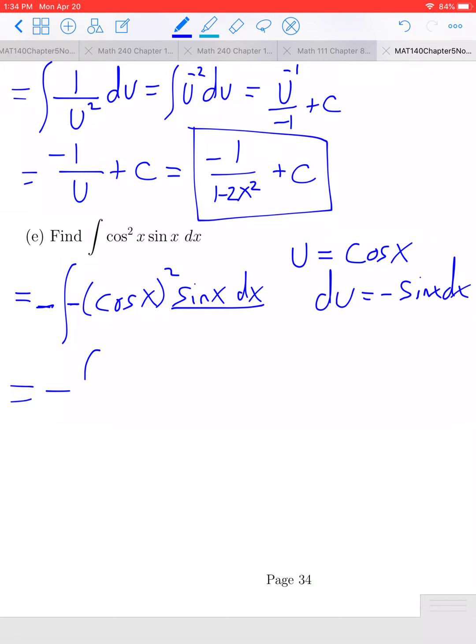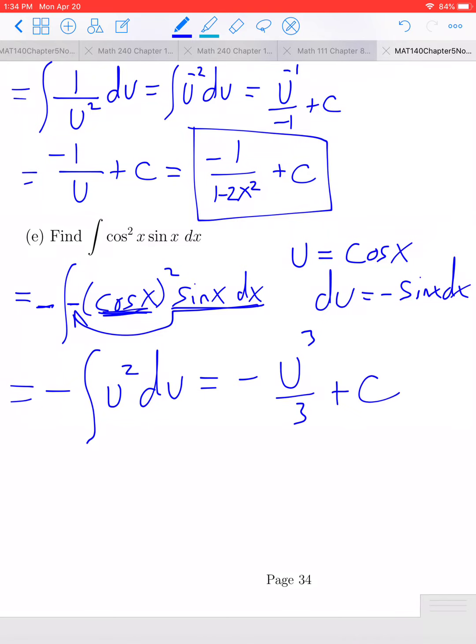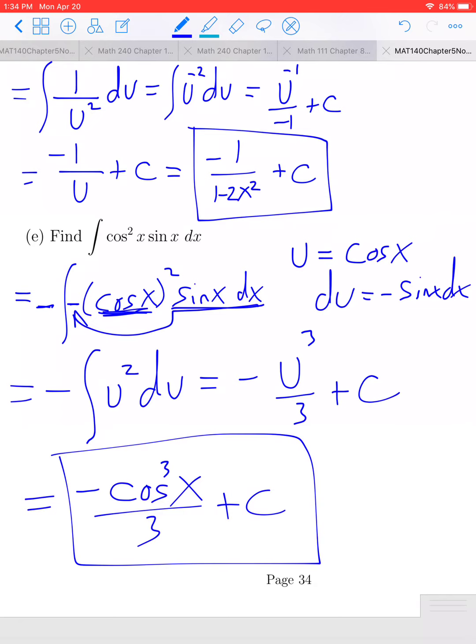We're going to get the negative of the antiderivative. This is now going to be u squared, and the negative sine x dx will be substituted for our du. We can now find this elementary antiderivative in terms of u: add 1 to the power, divide by the new power, plus c, and then from there back substitute. So we're going to get negative cosine cubed of x over 3 plus c.